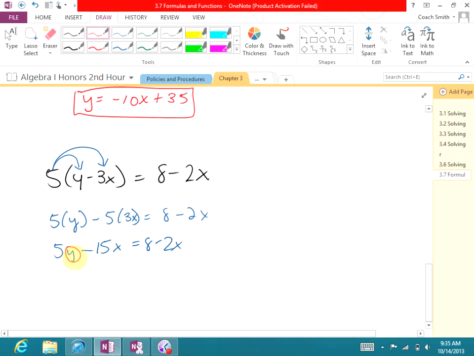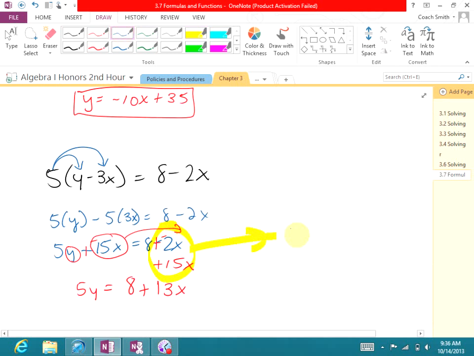Okay, I got to get the y by itself, so that means I got to take plus a negative 15x over here. That becomes a positive 15x over here. So that gives me 5y is equal to 8 plus 13x. Okay, that right there was negative 2x plus 15x. That's where I got the 13x.